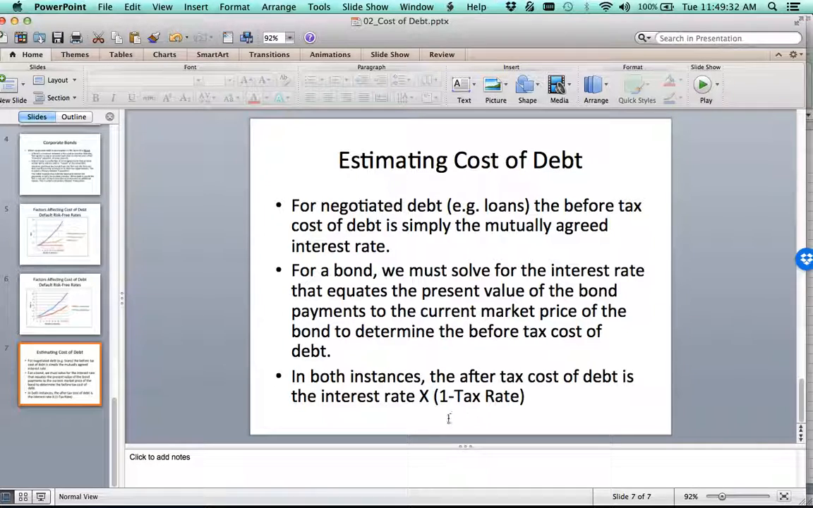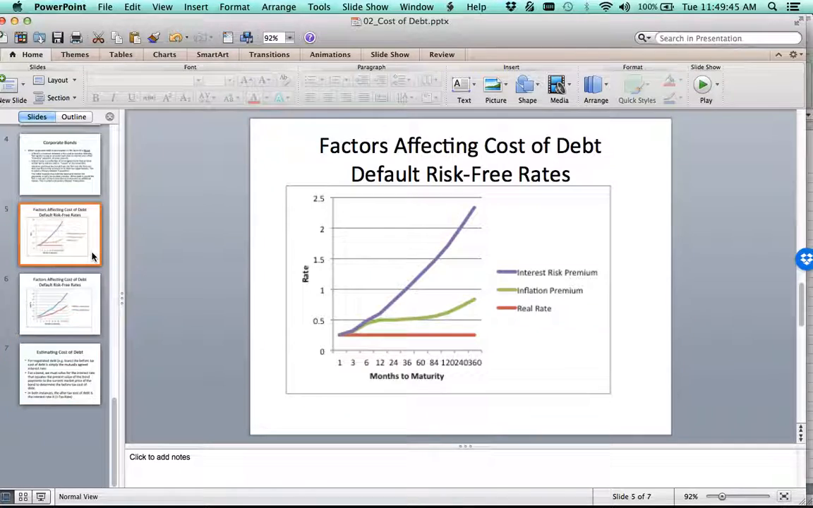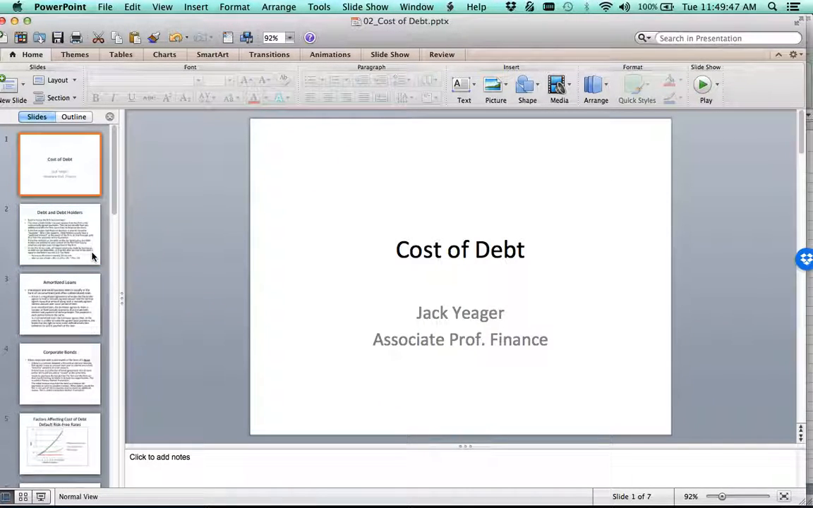Remember that at some point you're going to want to adjust that to its after-tax cost of debt. So you're going to take that rate and multiply it by 1 minus whatever the tax rate is. And that's it on bonds. I know it's a little bit of math, a little bit confusing, but hopefully you'll be able to follow the logic on this.